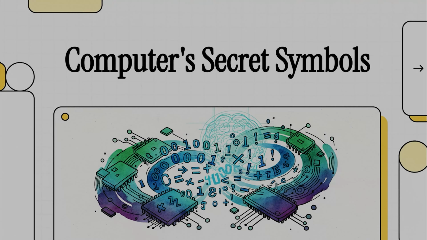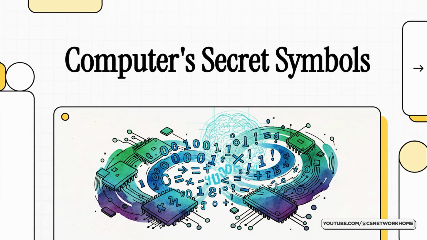Have you ever wondered how computers actually, well, think? It's not magic, I promise. It's actually a secret language made of super simple but really powerful symbols. And these symbols turn basic commands into all the amazing things we do online every day. So let's dive in and decode it together.